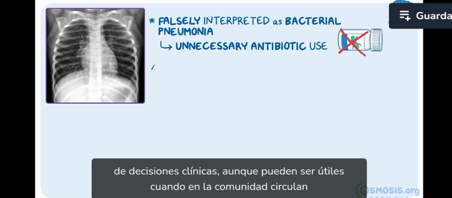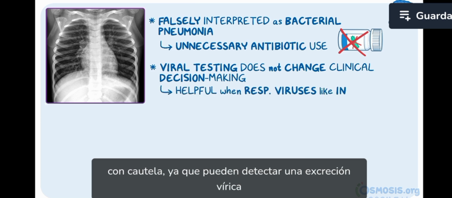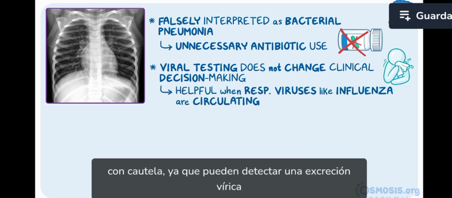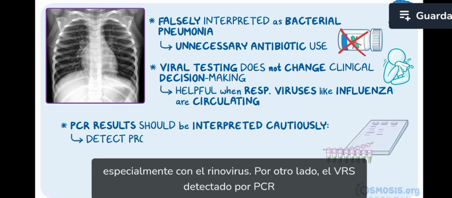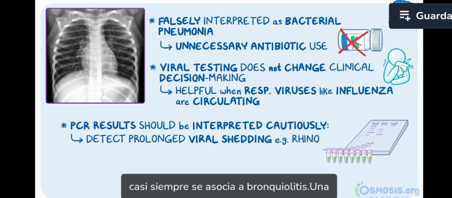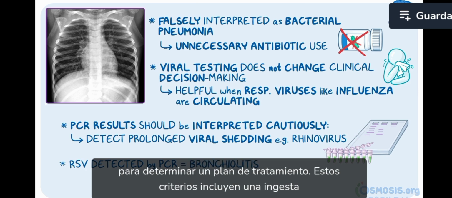In addition, routine viral testing does not typically change clinical decision-making, although it can be helpful when other respiratory viruses, like influenza, are circulating in the community. PCR results should be interpreted cautiously, as they may detect prolonged viral shedding from an unrelated previous illness, particularly with rhinovirus. On the other hand, RSV detected by PCR is almost always associated with bronchiolitis.